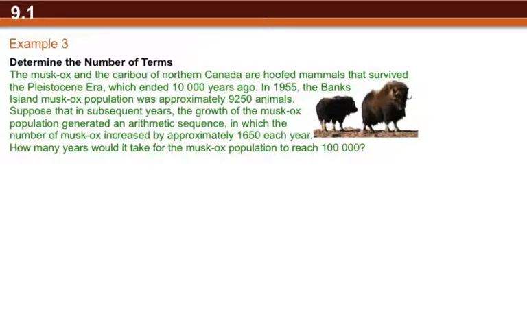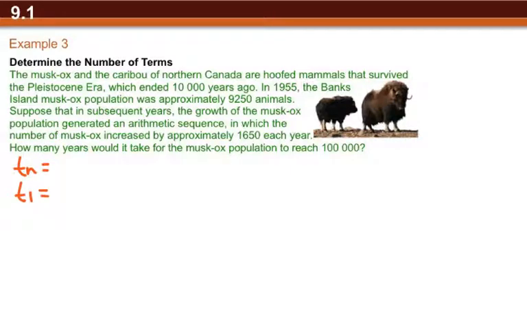Again, we have another real-life example, talking about some muskox and some caribou. What we know is that in 1955 there were 9,250 muskox, and as the years went on, this population began to grow, and it grew at 1,650 per year. What we'd like to know is how long it'll take for the population to reach 100,000 animals.